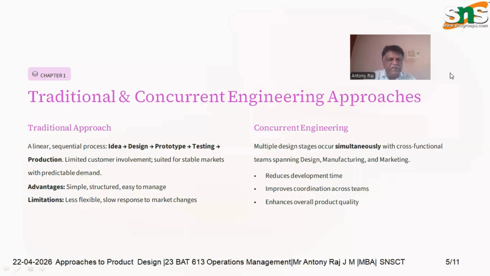It doesn't change much, and the customer involvement is not much. But today, one more approach is also very important, right? Concurrent engineering. Now, concurrent engineering is where the product design happens simultaneously. It doesn't follow a linear process. It's a non-linear process, where design, manufacturing, and marketing, there's a lot of cross-functional movement. It doesn't follow an iteration. It doesn't follow a sequence.